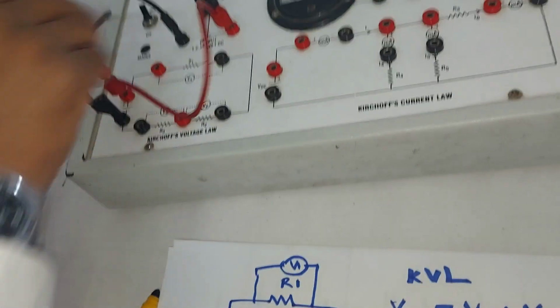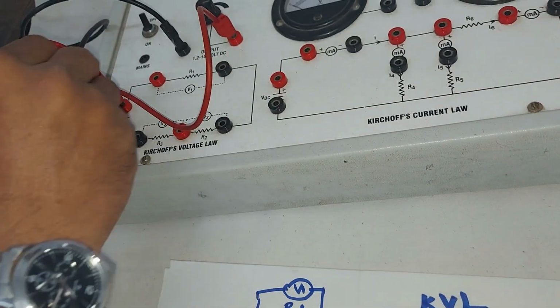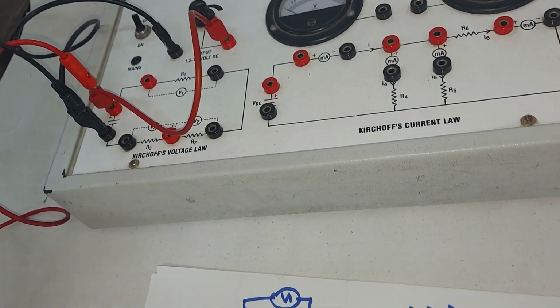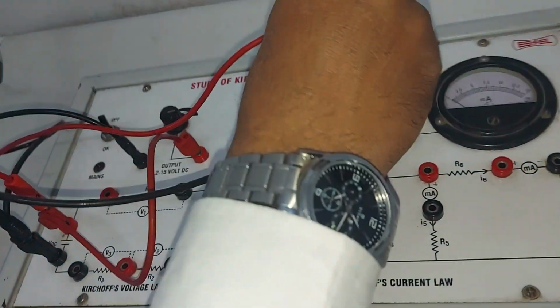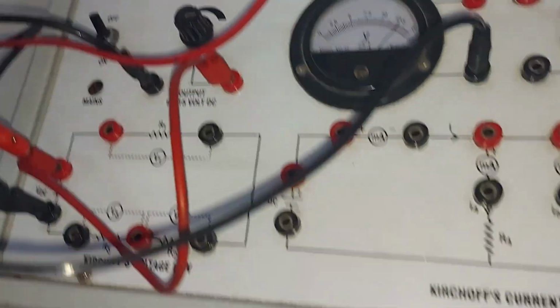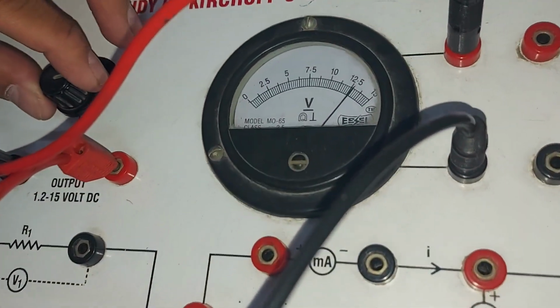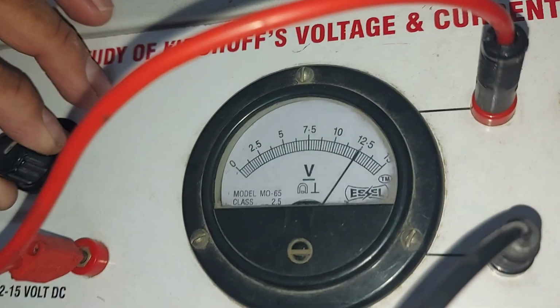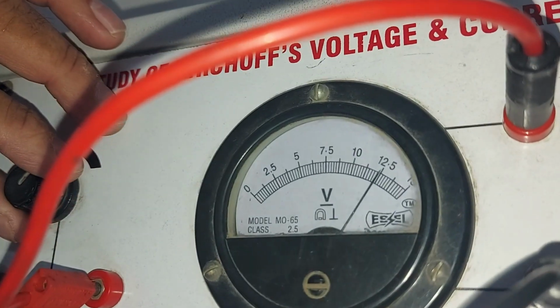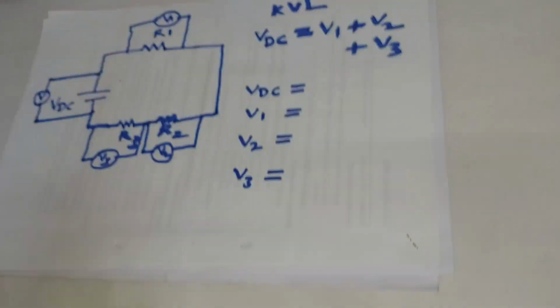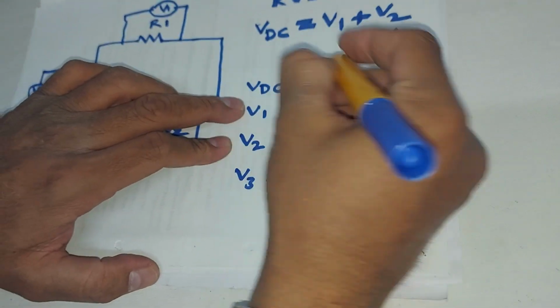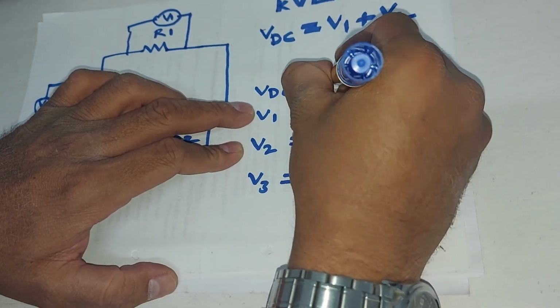So to measure this voltage across VDC, I will connect this voltmeter in parallel to this. So we have this voltmeter. You can see that the voltmeter is showing 12.5 volt. I had adjusted it to 12.5 volt. So you can see that VDC is nothing but 12.5 volt.